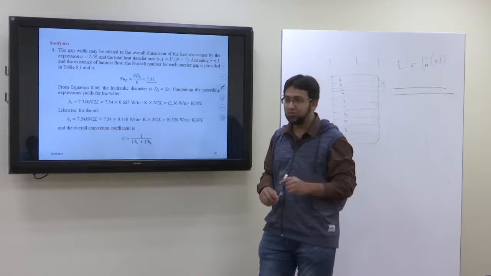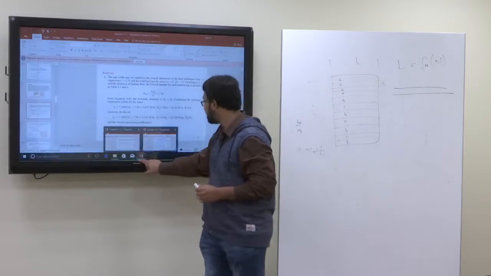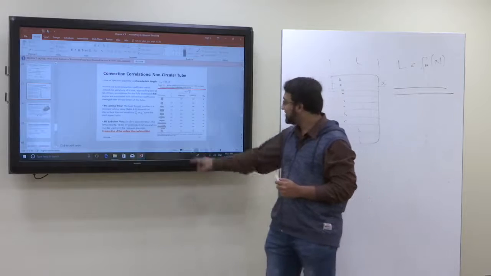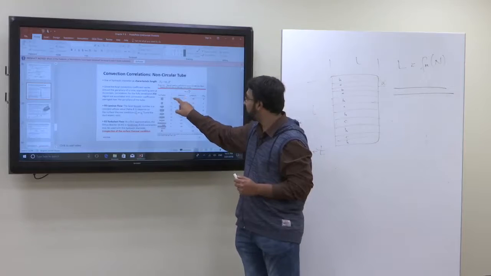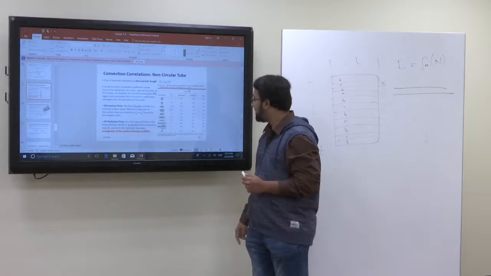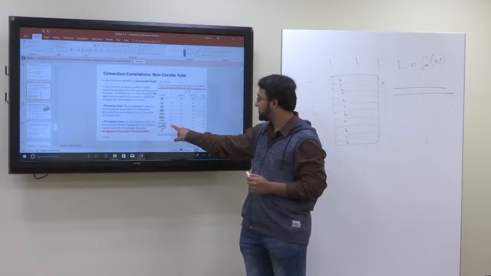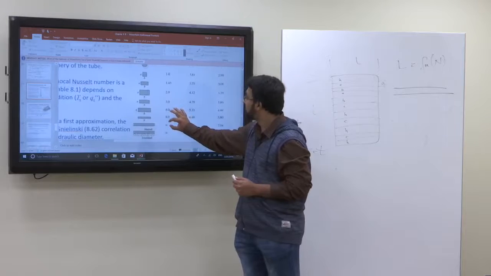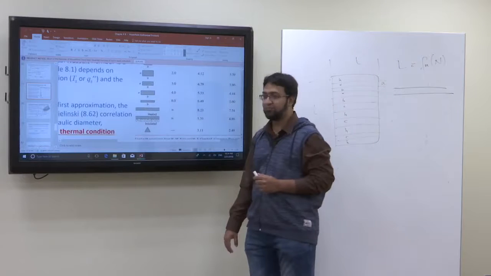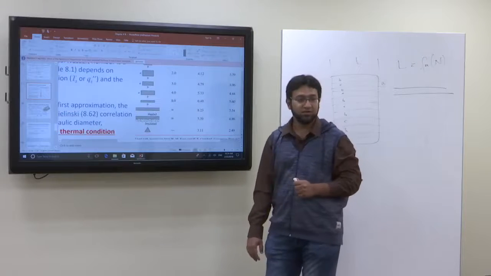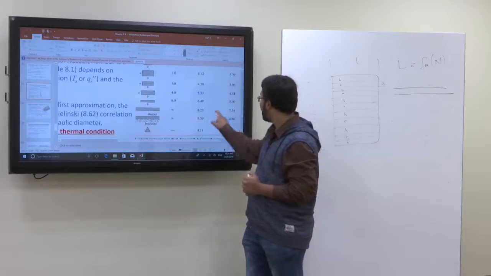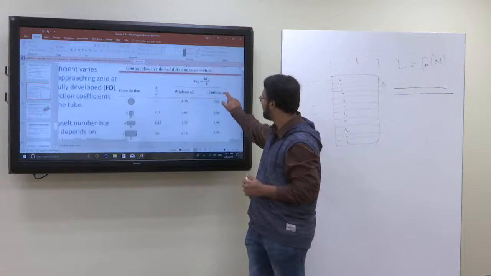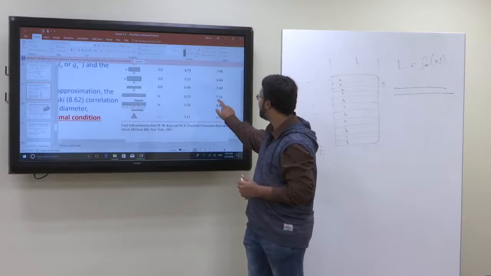So let's go into the table to show you. That was the table. In this case, we have the B by A ratio. And for the B by A ratio which is infinite, this one. That's a B by A ratio of infinity. For that case, for uniform surface temperatures, the Nusselt number value is 7.54.